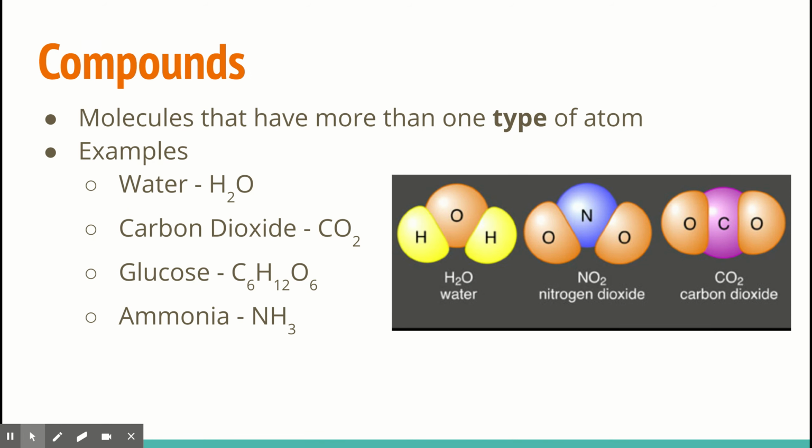Compounds. Molecules that have more than one type of atom are compounds. Some examples of that would be water, carbon dioxide, glucose, and ammonia. If we look at water, for example, we can see that it's made up of hydrogen and oxygen. So those are two different elements that are bonded together to form a compound.